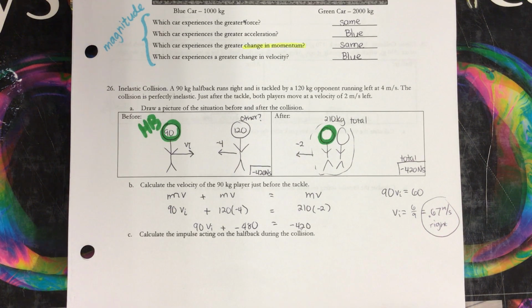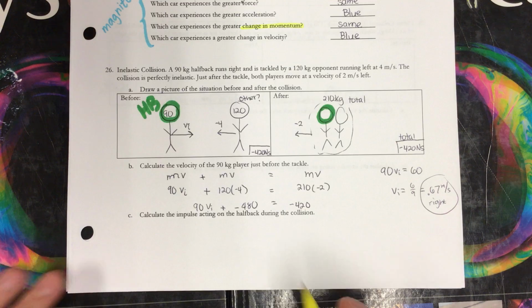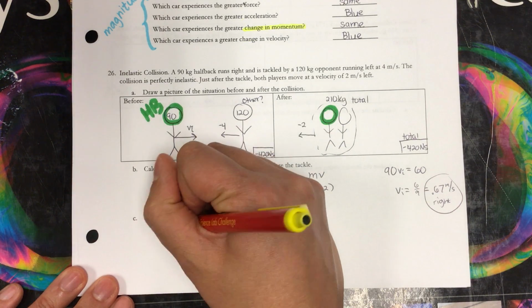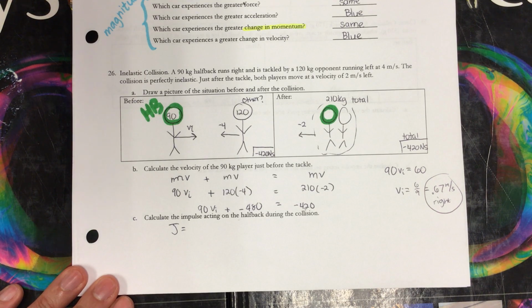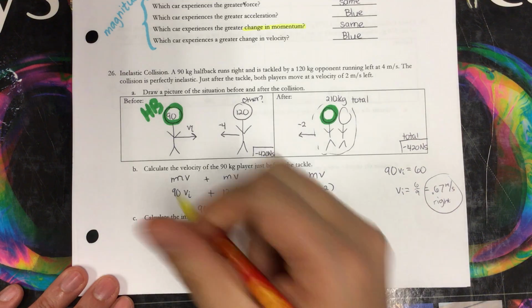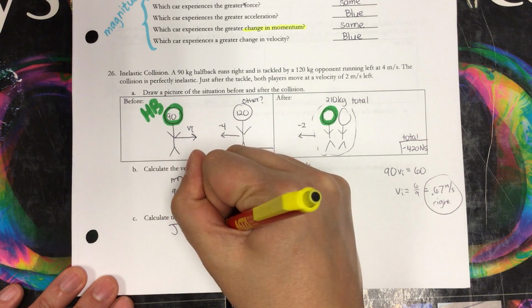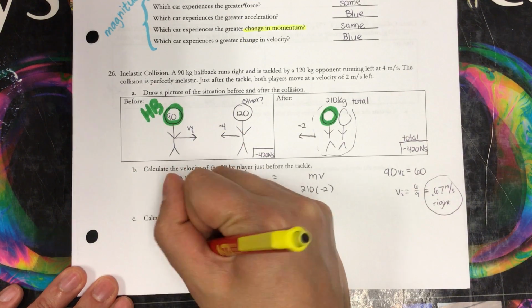Okay, impulse acting on the halfback during the collision. So we're only picking the halfback. We're calculating the impulse using the impulse-momentum theorem. I don't know the force, so I can't just do force times time, and I don't have a graph. So I'm going to get their initial and final momentum and just subtract them.